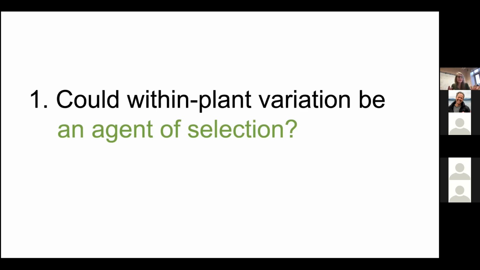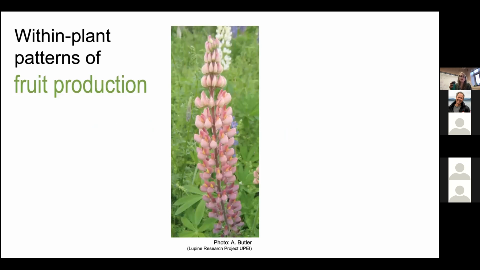The particular example with which I've been developing this idea has to do with within plant variation in fruit set probability and how changes in fruit set probability within one plant shape the mating opportunities and the male fitness prospects for other plants in the population. So what do we mean by within plant variation in fruit set probability?